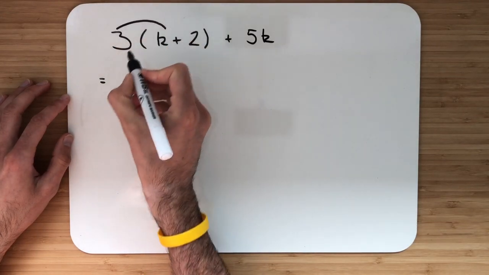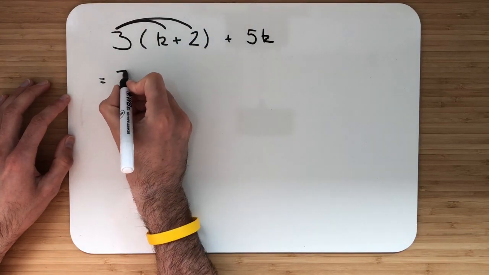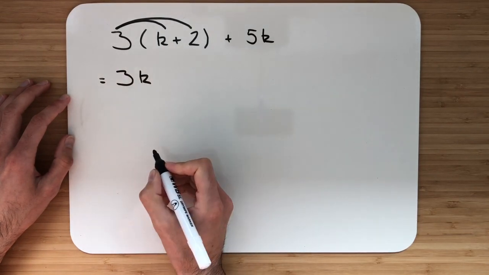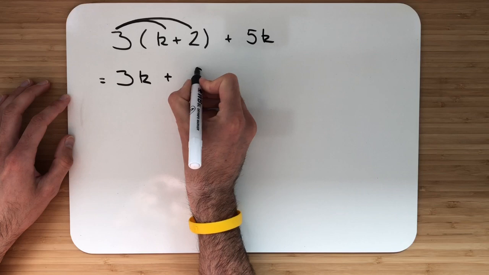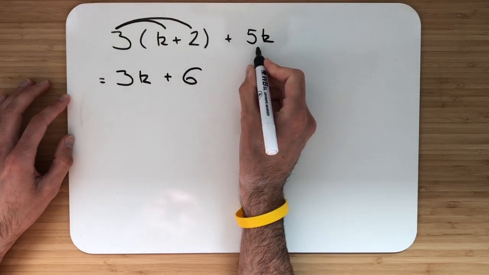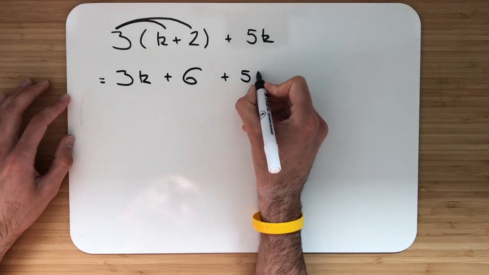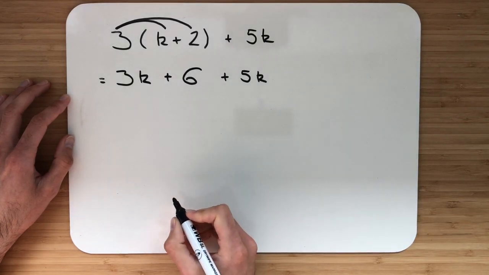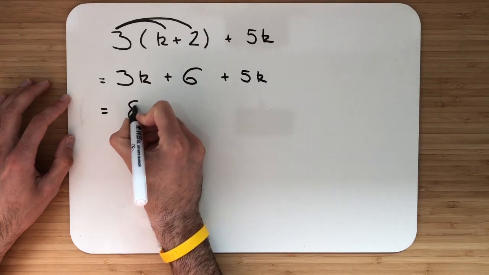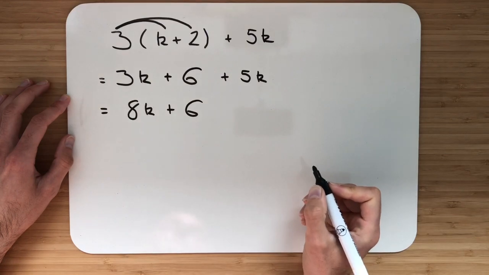So if we add in our loops, we have 3 multiplied by k, which gives us 3k. 3 multiplied by positive 2 gives me positive 6. Now, this 5k is not inside of the bracket, so we don't multiply it by anything. So let's just carry that down, add 5k. From there, we always want to simplify where possible. 3k add 5k will give me 8k, add 6.